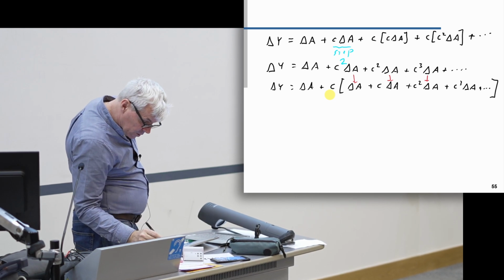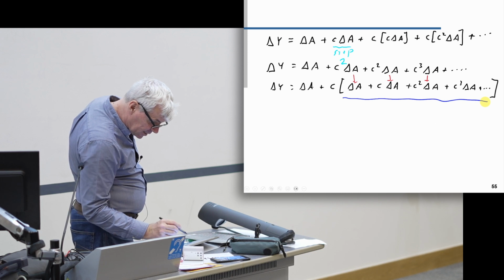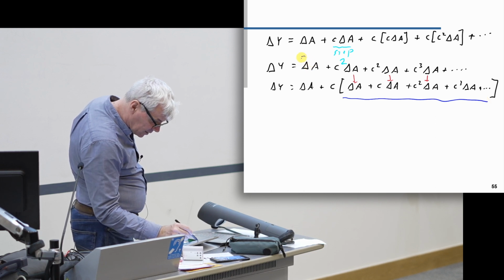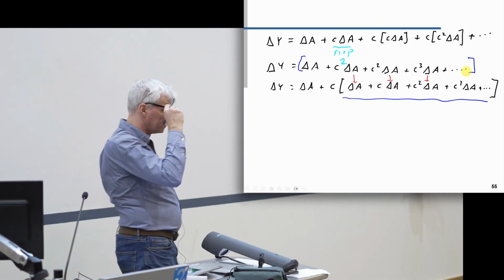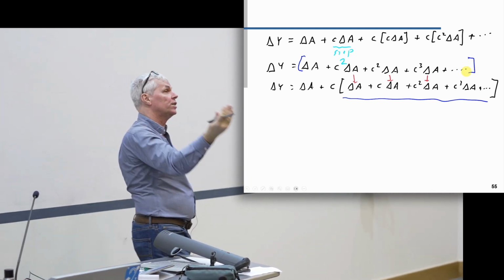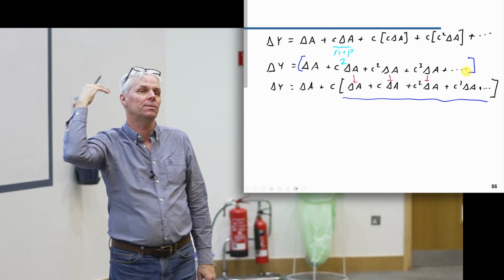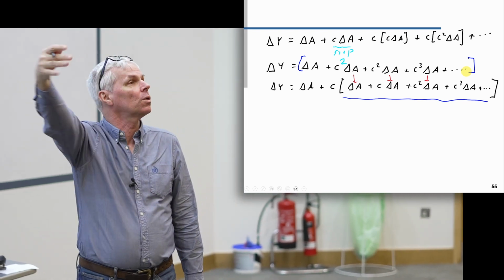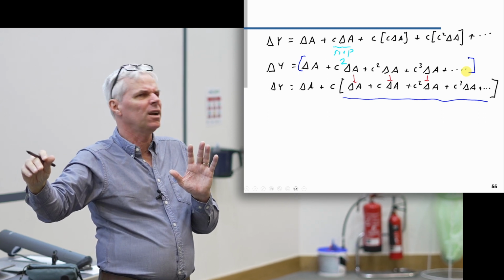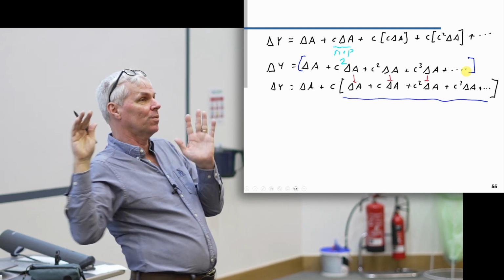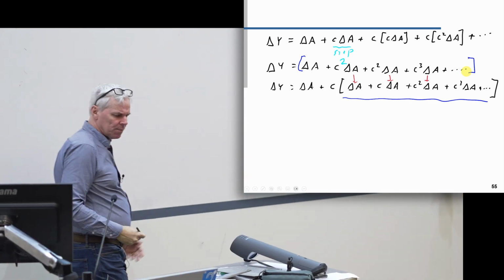But then we can notice that this bit in brackets is the same as, if I put blue brackets around all of this, it's the same as that. It's the exact same thing, right? It's change in A plus C change in A plus C squared change in A plus C cubed change in A plus C to the fourth change in A, C to the fifth change in A, and so on and so on and so forth. It's exactly the same infinite series. Okay. I know some of you had infinite series in high school, some of you didn't, but clearly it's exactly the same thing, right?